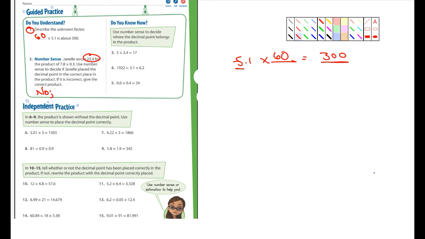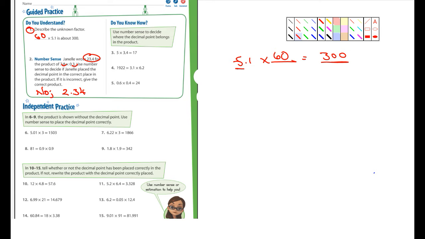All right, let's look at number 3 here for a moment. A lot of these are going to be, they'll give you the answer, but then you have to decide if the decimal is in the right place or not. And that's going to be true of a lot of the problems you guys will be doing. So let's look at number 3 here.